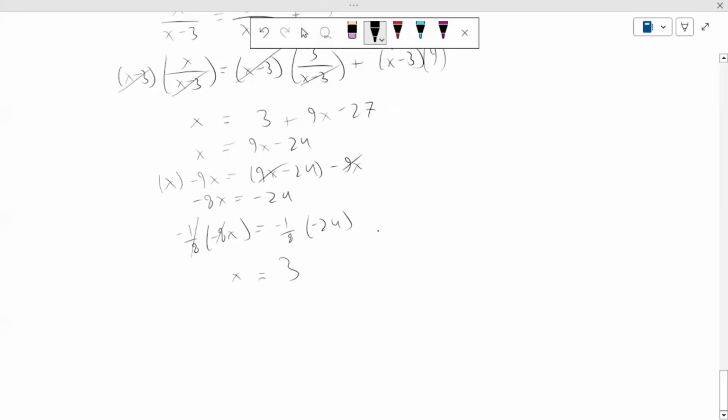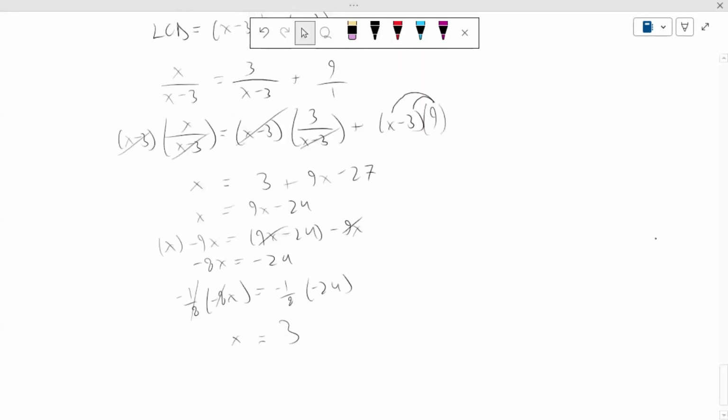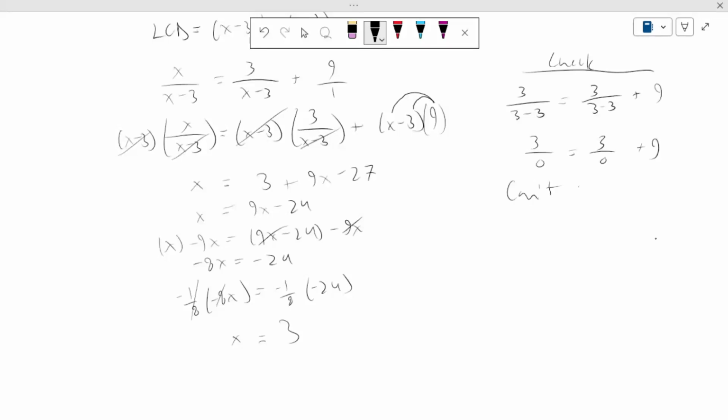All right, so that's our solution. X is equal to 3, right? Now let's go back and check it, right? So when we check it, plug it into here, we're going to get 3 over 3 minus 3 is equal to 3 over 3 minus 3 plus 9. Okay. Now that's a problem, right? Fair enough, because we can't divide by 0, right? So this simplifies to just be 3 over 0 equals 3 over 0 plus 9, right? You can't divide by 0.